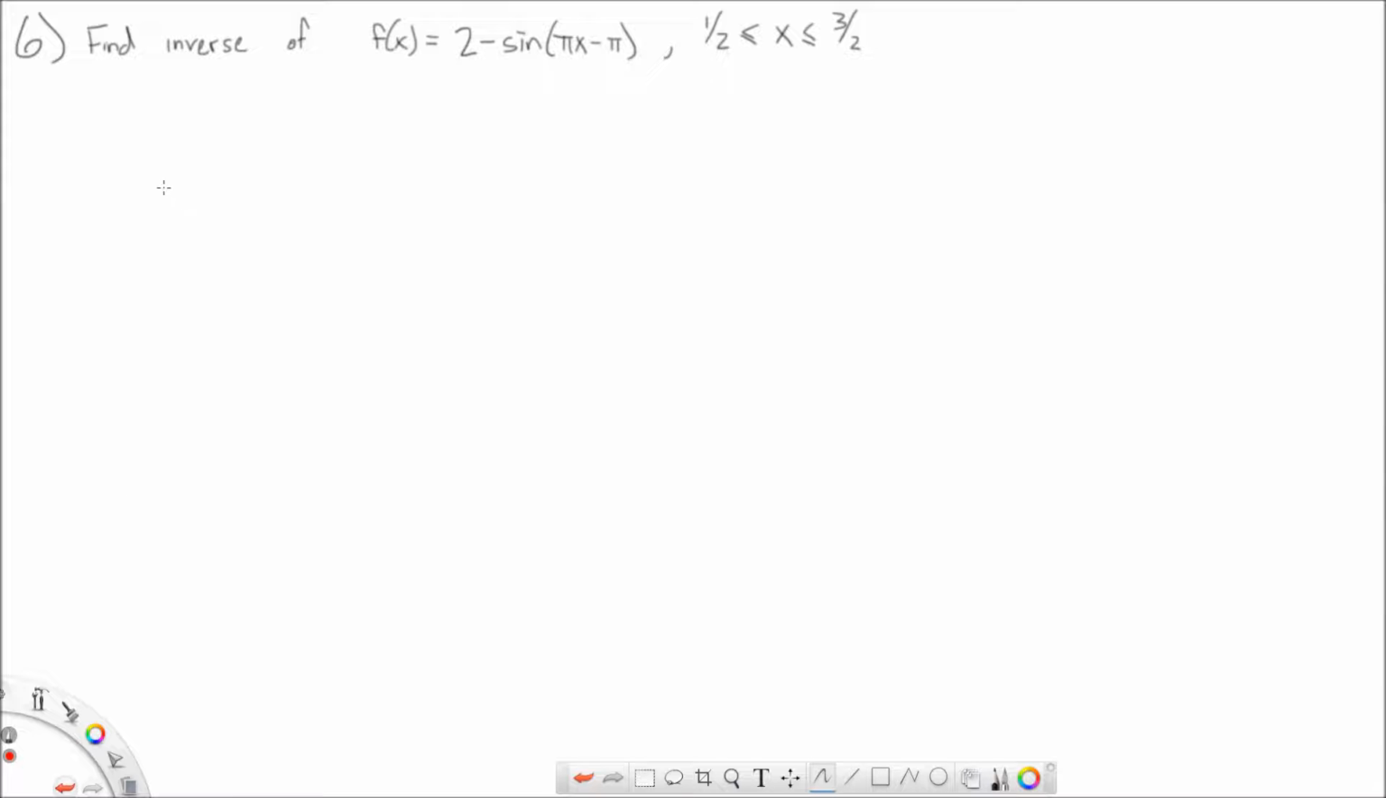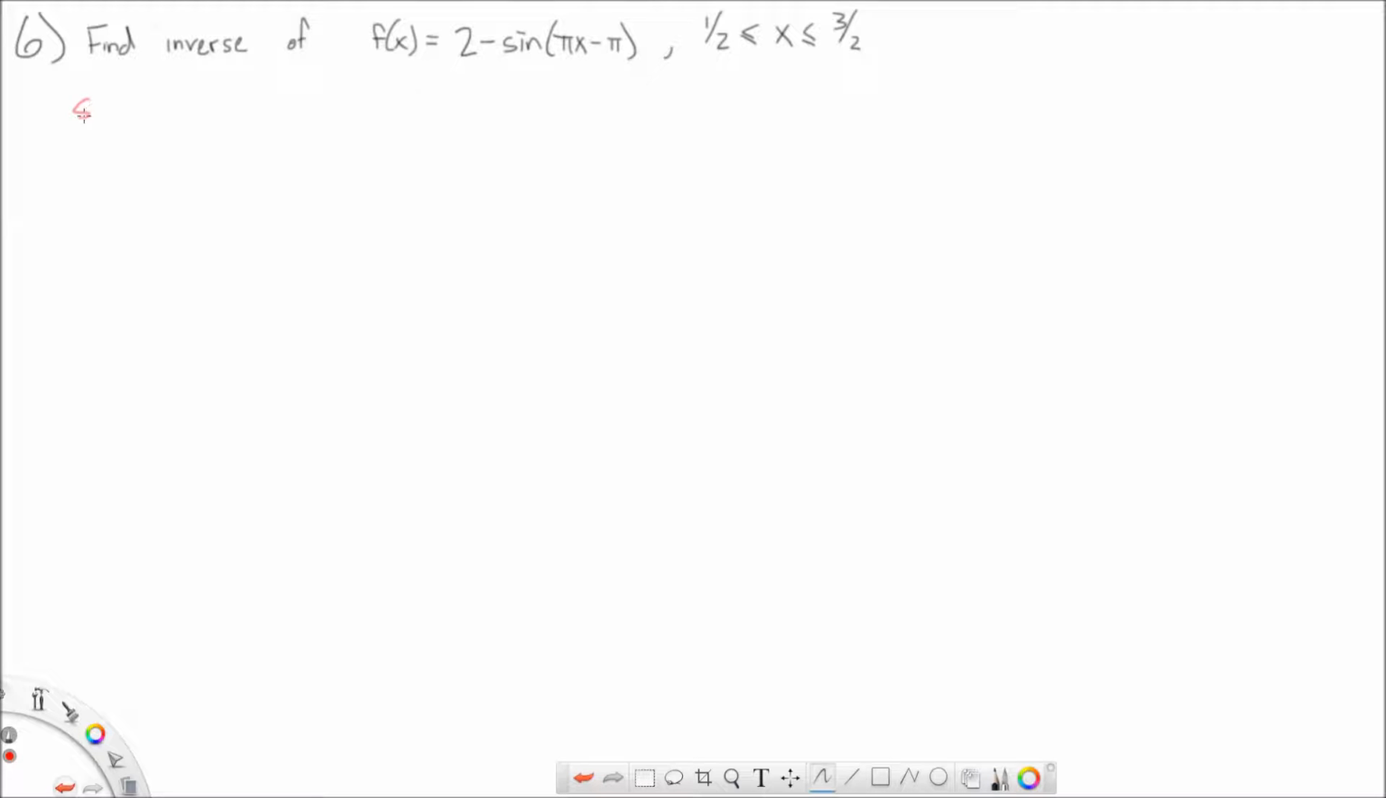Alright, so now the last problem on this page, number 6, we have to find the inverse of this function here, which has a trig function on the inside of it, and it says we're only using these x values. You want to find the inverse of this. So the first thing, when we find an inverse, we have to make sure it's 1 to 1.